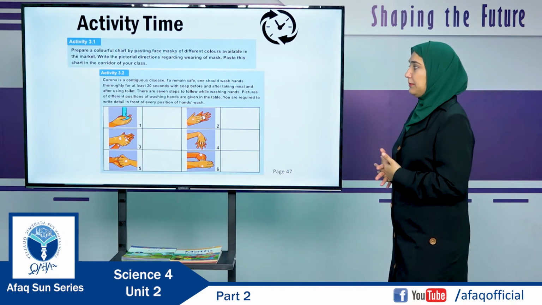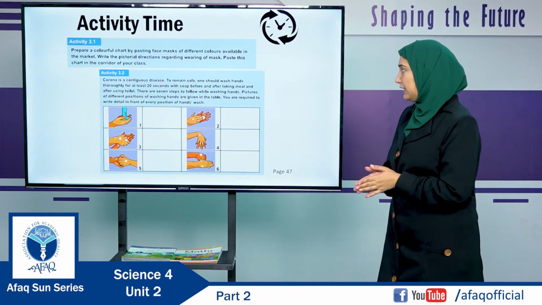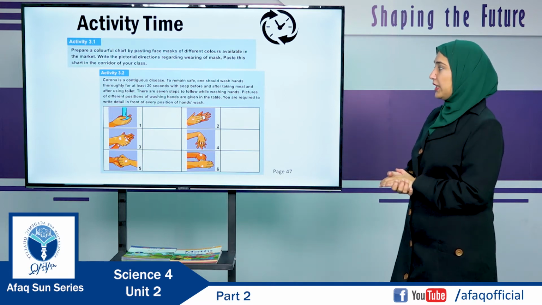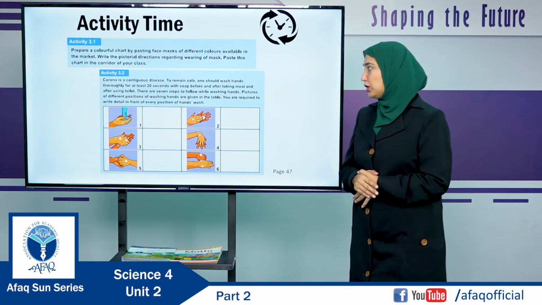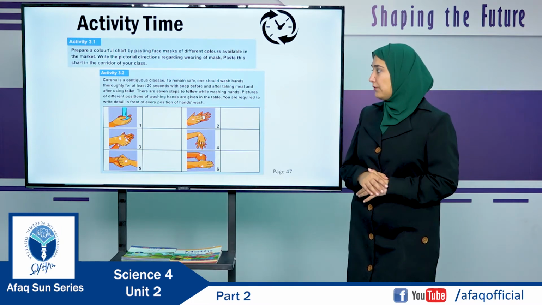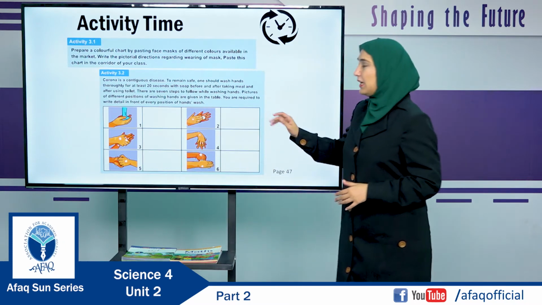There are 7 steps to follow while washing hands. So you must wash hands in the following 7 steps. Pictures of different positions of washing hands are given in the table. You are required to write detail in front of every position of hand washing. You have to write the detail of every step of hand washing in the given spaces and show it to your teachers.